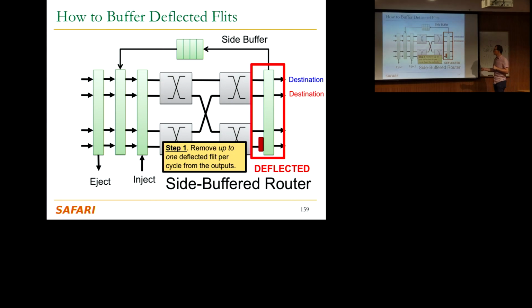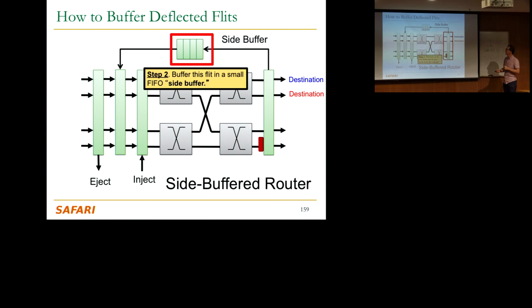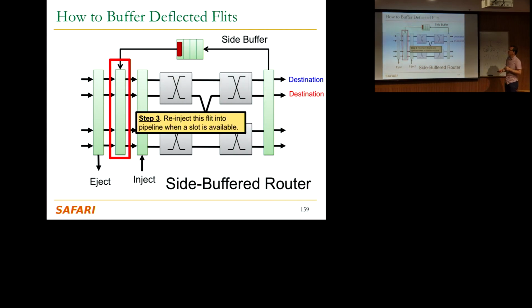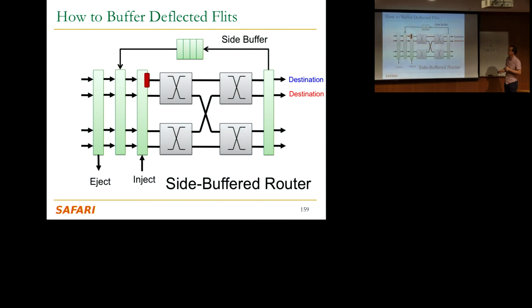So the idea is to remove up to 1 deflected flit per cycle from the outputs. You could, of course, increase the number of 1 here with additional complexity, additional buffering. And this goes back over here. Now you prevented one deflection, and you re-inject into it when a slot is available, and hopefully you go to your destination. Basically, you handled the deflection locally as opposed to causing trouble to somebody else down the network. That's the idea.